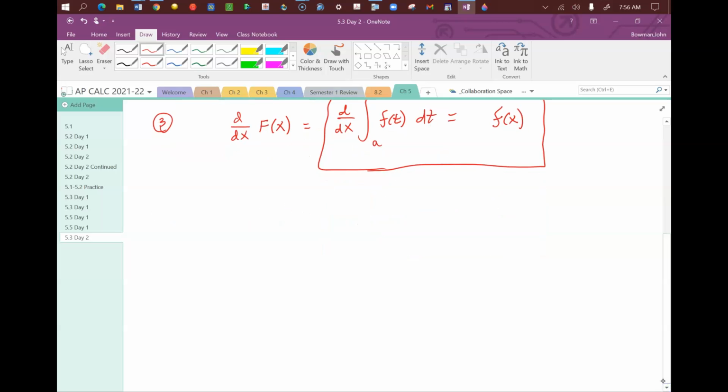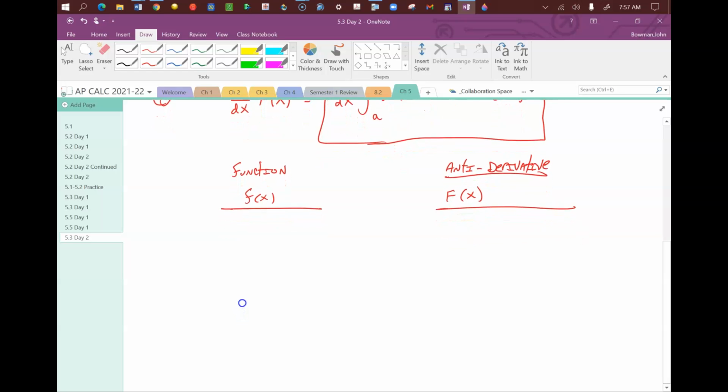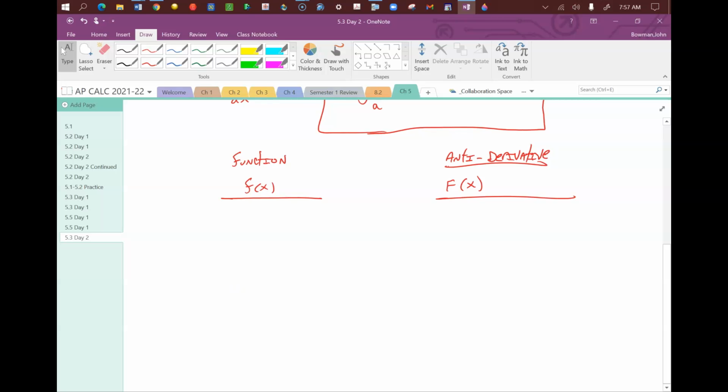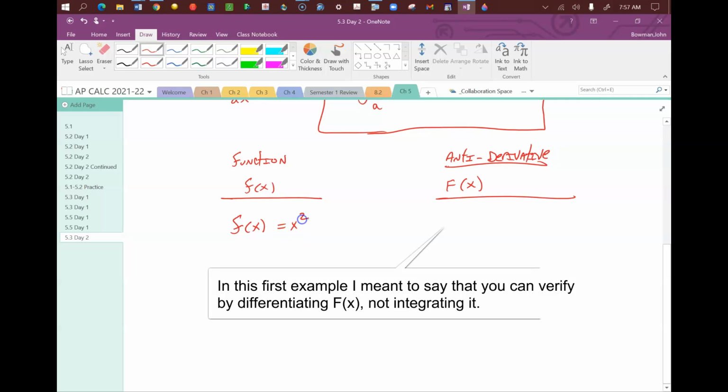So I want to do some examples. And on the left, I'm going to write down the function. And on the right, I'm going to write down its antiderivative. So function and antiderivative. And you can verify this by integrating the antiderivative to see that you get the function. So we'll start out with something simple like f of x is equal to x squared.